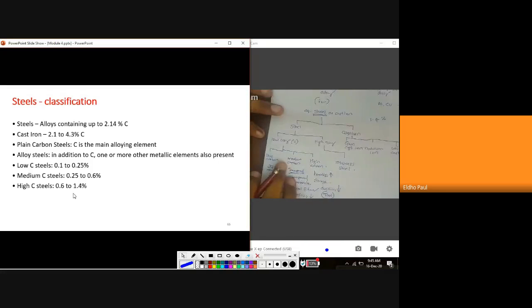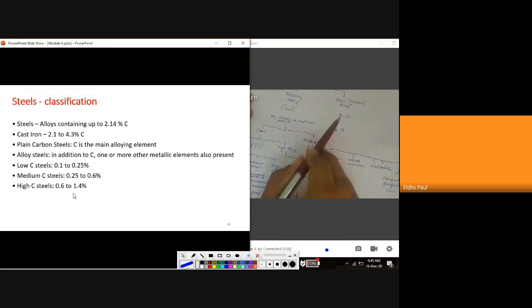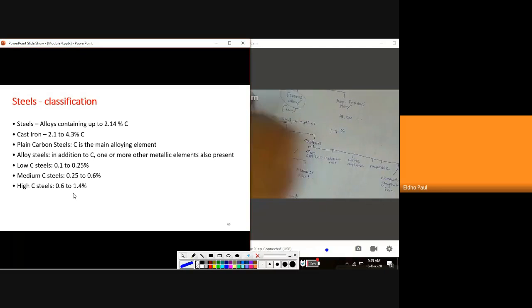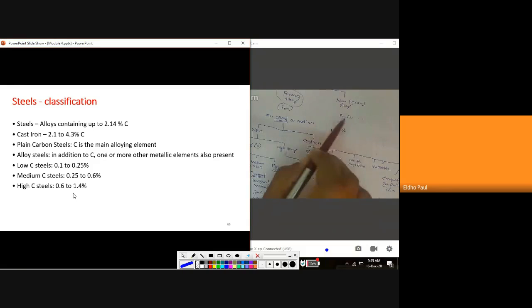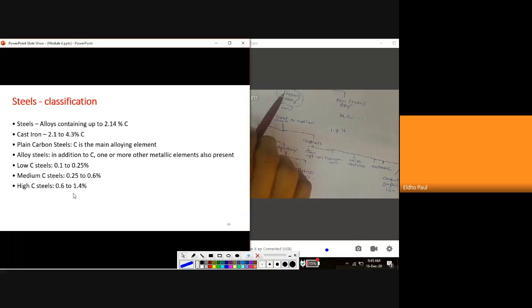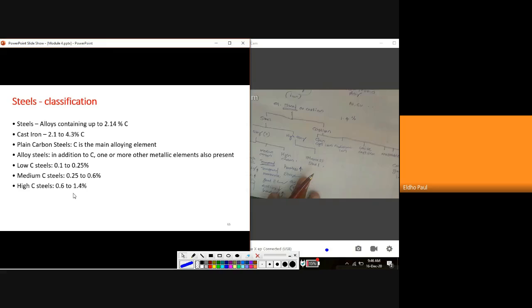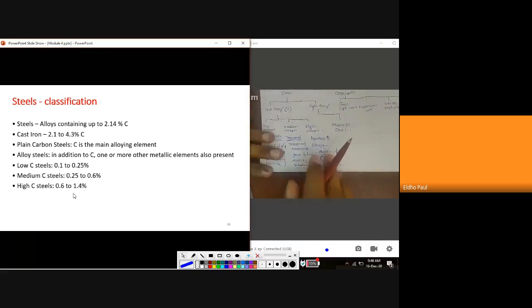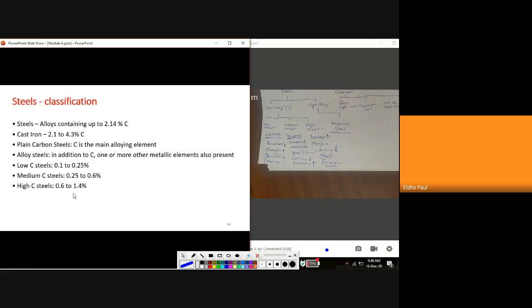The main disadvantage of ferrous alloy is rusting or corrosion. But in the case of aluminum or copper, the rusting is minimal, whereas here this is a big problem. So to avoid this rusting, we can develop a stainless steel, which offers very high resistance against corrosion or rusting.